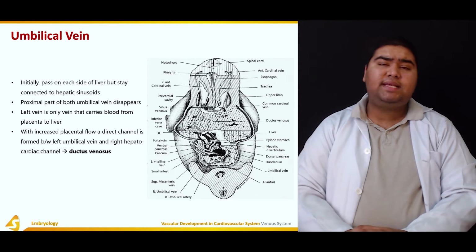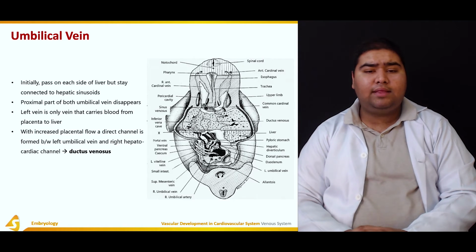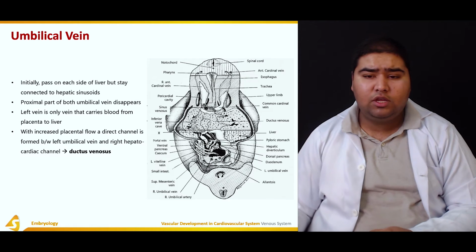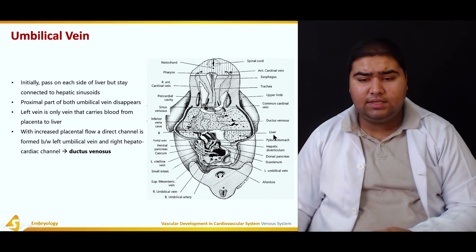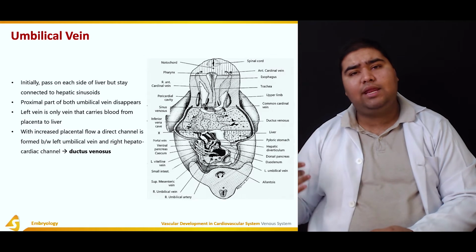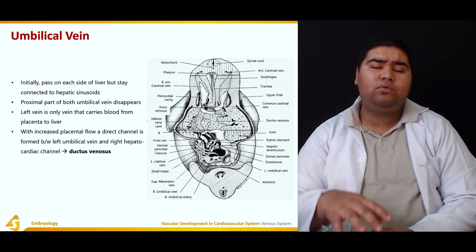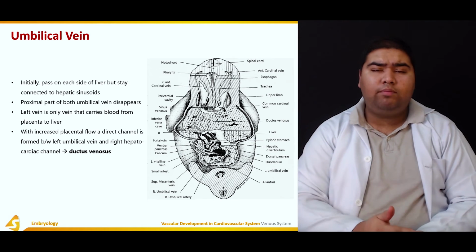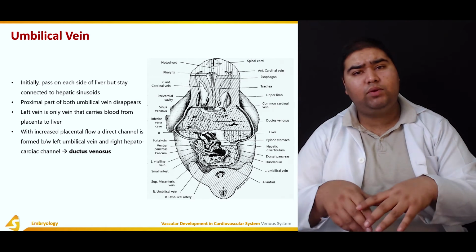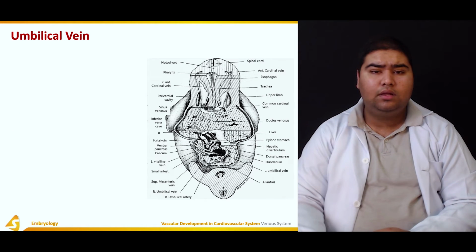With increased placental flow, a direct channel is formed between the left umbilical vein and the right hepatocardiac channel, which is known as the ductus venosus. So this is the ductus venosus. Obviously, since the left umbilical vein is the only vein that is carrying blood from the umbilicus to the liver, and the right vitelline vein is the only vein that is carrying blood from the liver to the sinus venosus, a direct channel is formed between the two, and this channel is known as the ductus venosus.